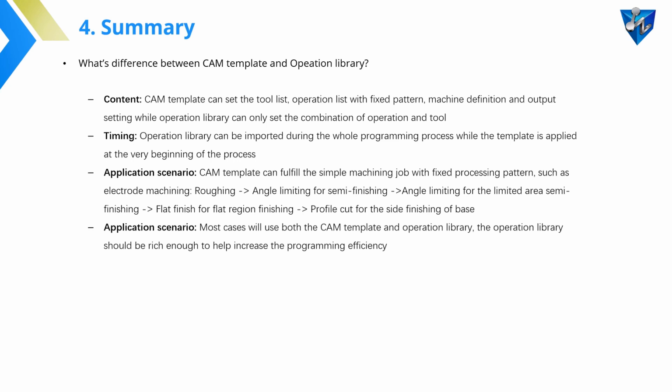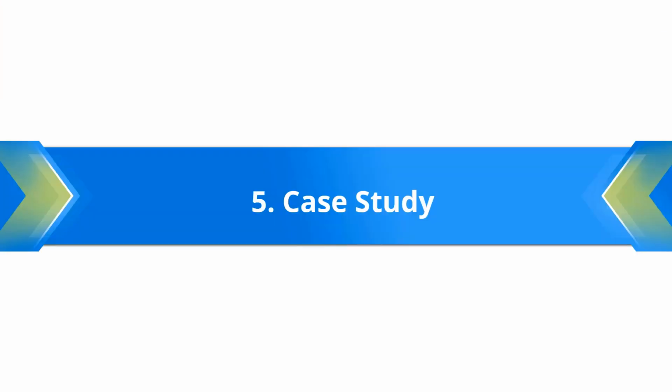CAM template can fully fulfill simple machining jobs with a fixed processing pattern, such as electrode machining. But for most cases, we may need a combination of CAM template and operation library to accomplish the programming. Of course, we need to make our operation library rich enough to cover our real part machining. Now let's go to ZW3D to see how to use all these templates and libraries.